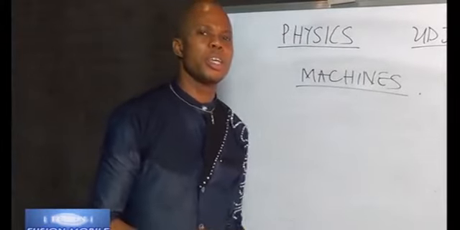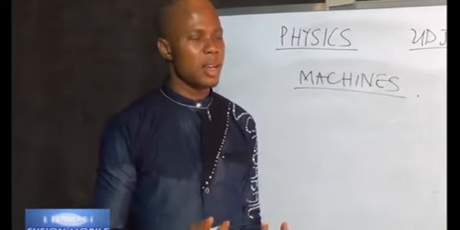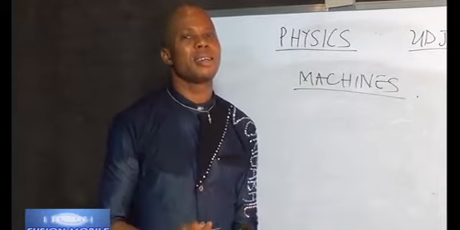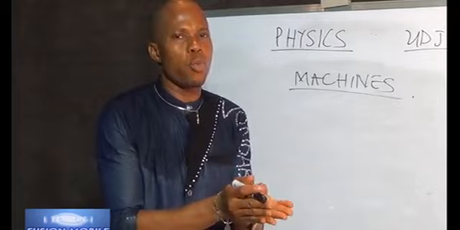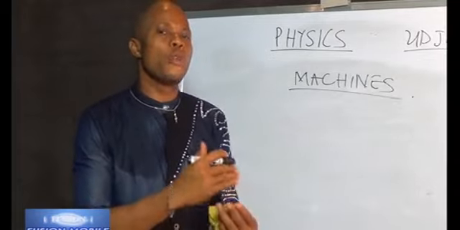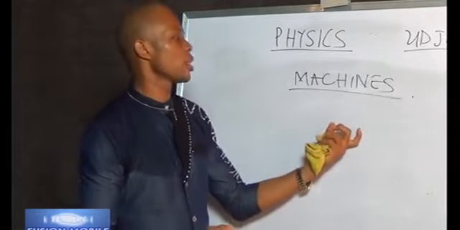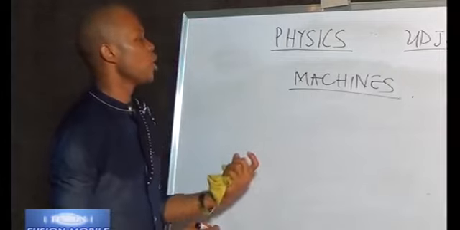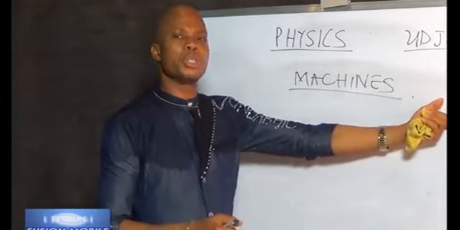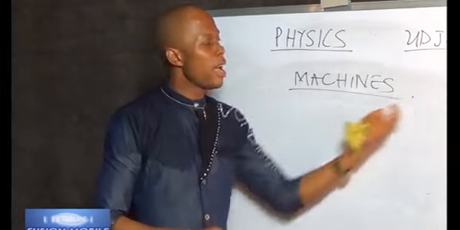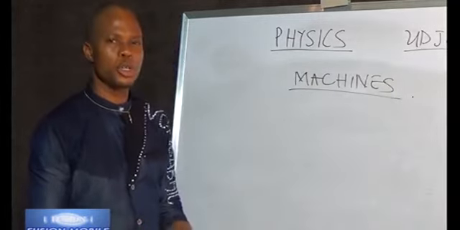When we talk about a machine, it simply means that particular device that will enable a smaller input of work or force to overcome a greater force. The smaller input, which we call an effort, overcomes a greater output, which we call the load. Examples of machine: your screw jack.